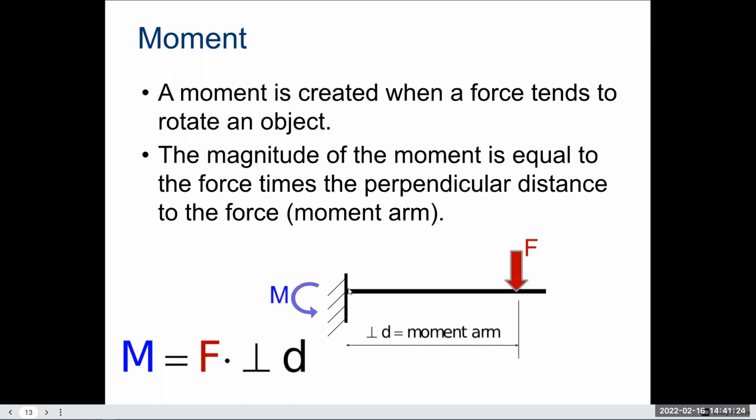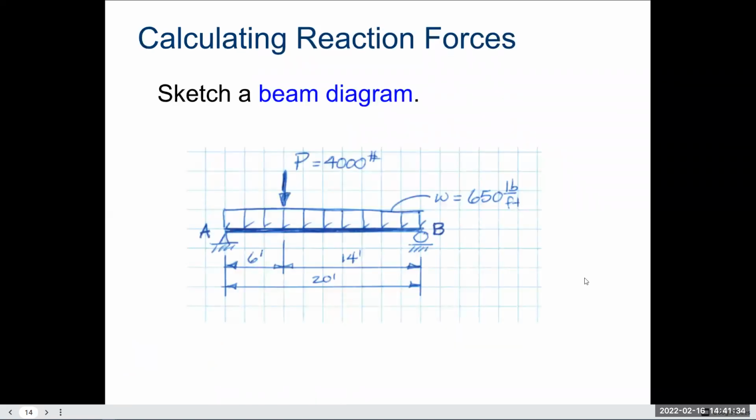So here we have, again, imagine a door. You have to push it a certain distance away from the hinge or the pivot in order to create rotation. All right, so let's get into the math. Like I said, this will feel a little bit like a physics class for a little bit, but I'll try to walk you guys through this step by step.